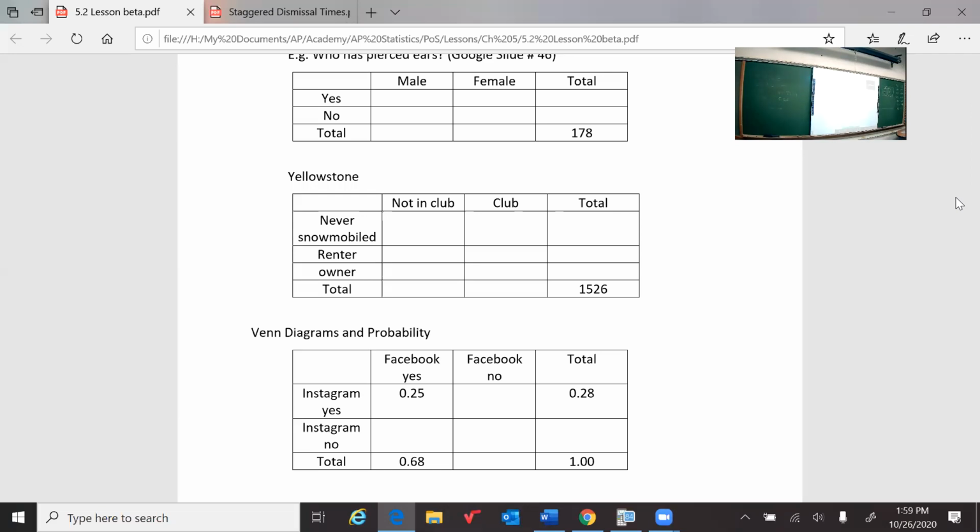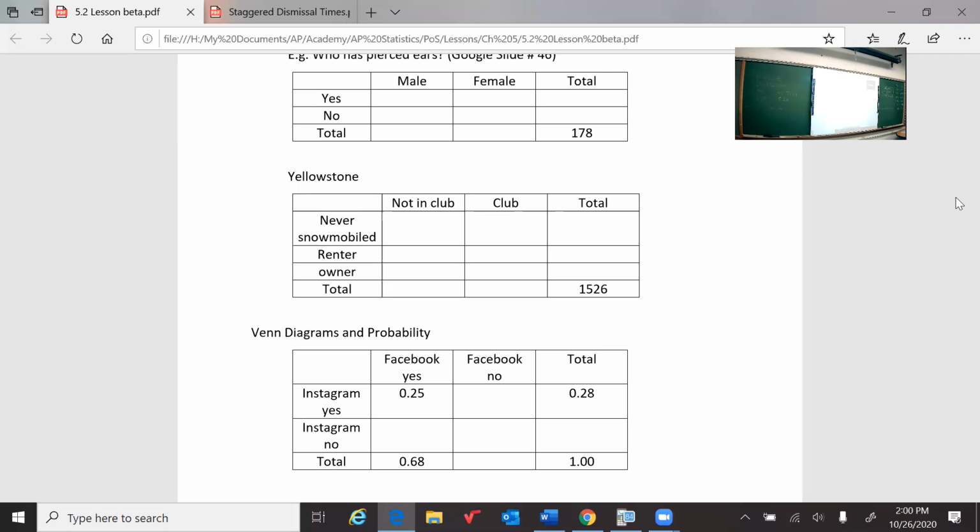So it says, what's the probability a person is an environmental club member? If you're in the club, it's the sum of this column, yes to the club, out of 1526. So if you look, you have to add them up. They don't give it to you. 212 plus 77 plus 16. Does that make sense?